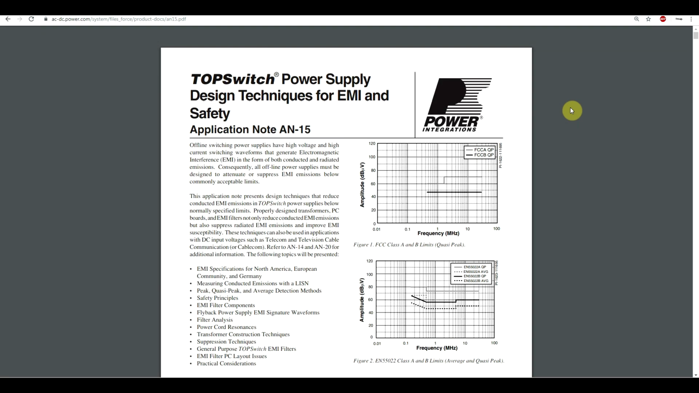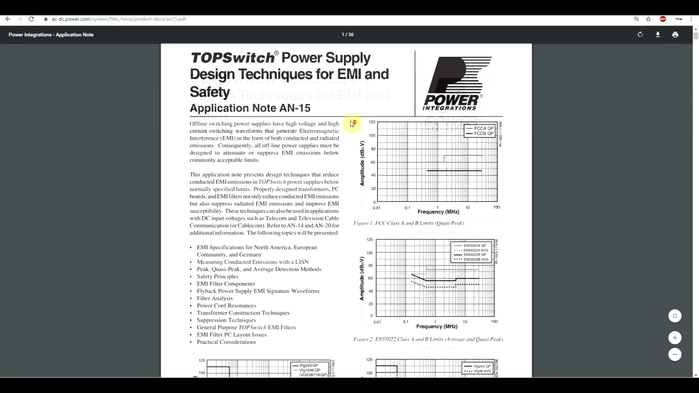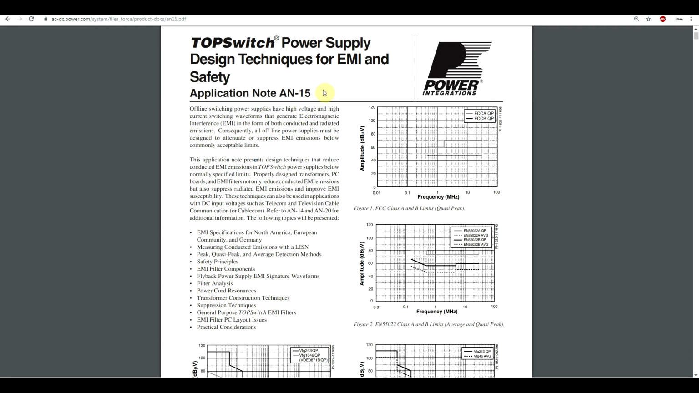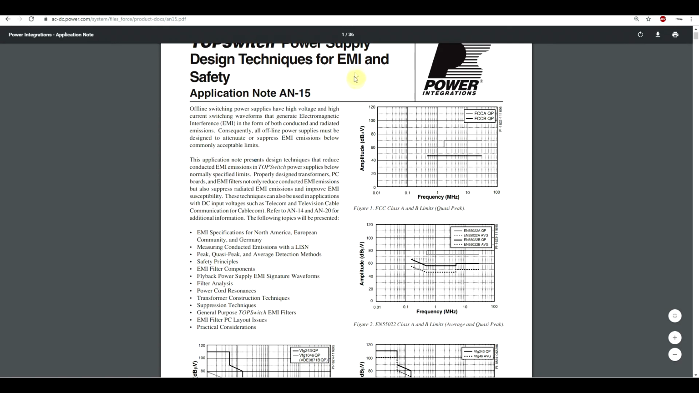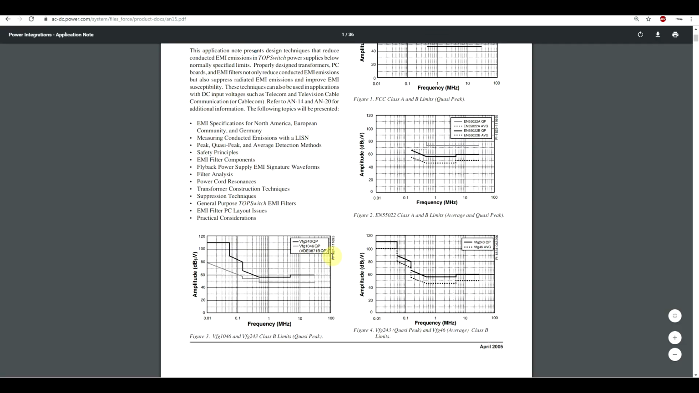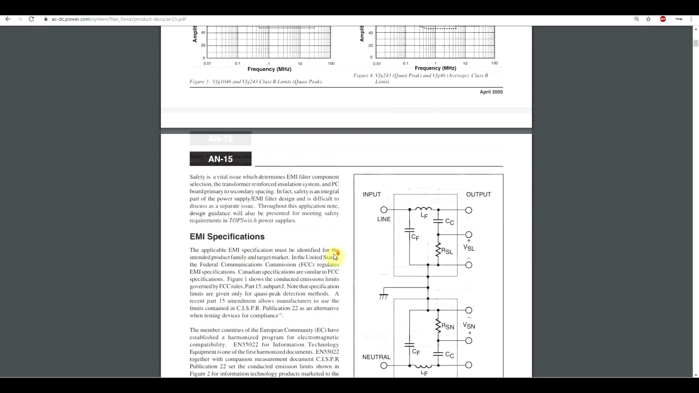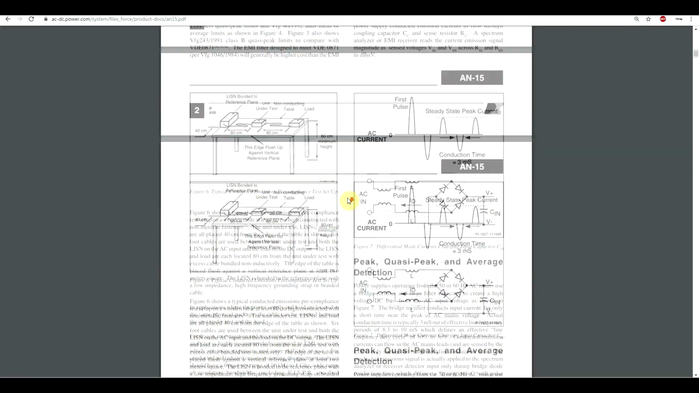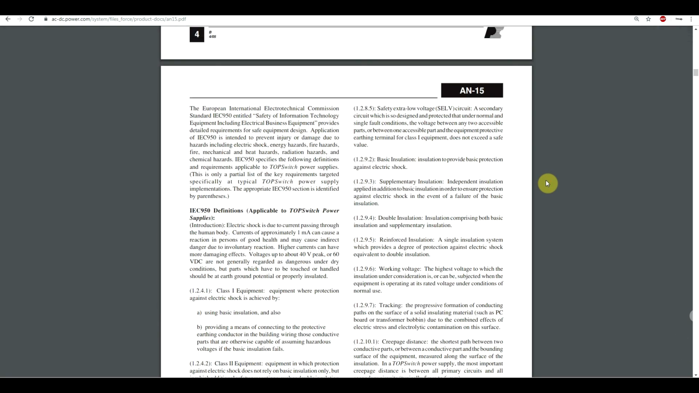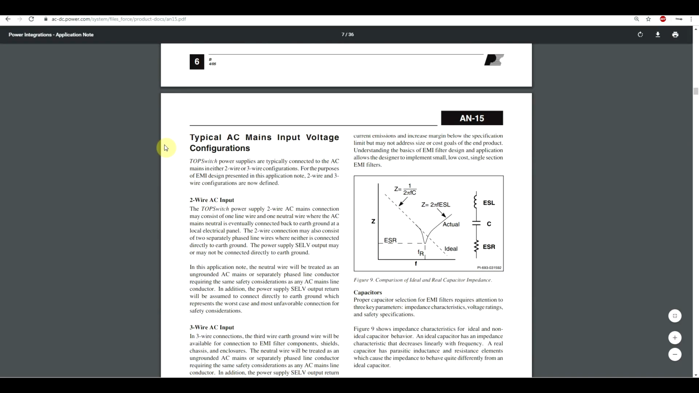Now, to get a better understanding of the requirements and the specifics of designing circuitry intended for being supplied from the electrical grid, I highly recommend this document from Power Integrations. Basically, they go over some power supply design techniques. So this document is specifically written about power supplies and how you should design them for electrical noise emissions and safety.